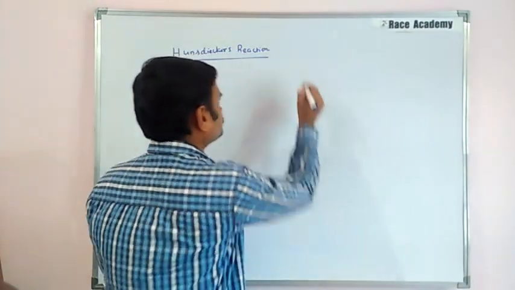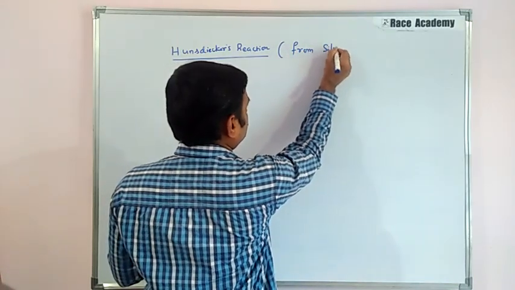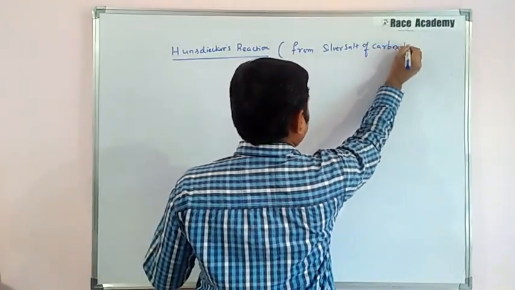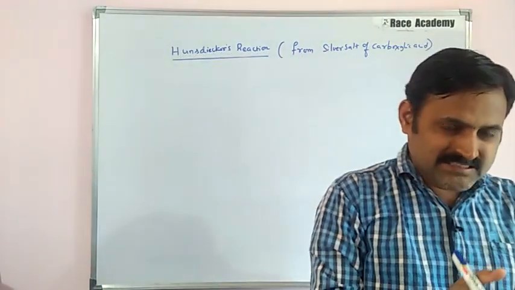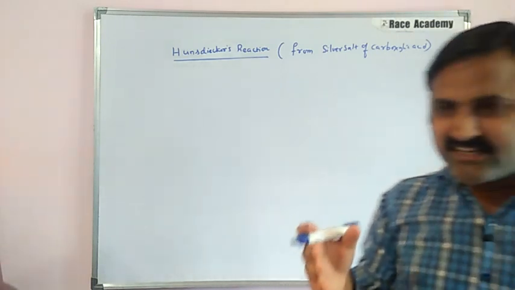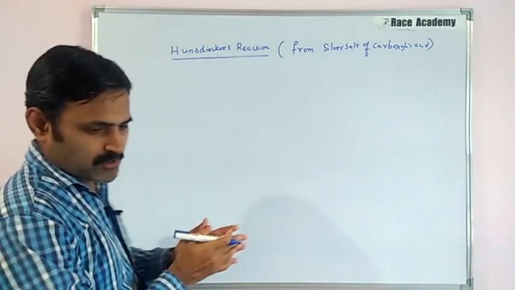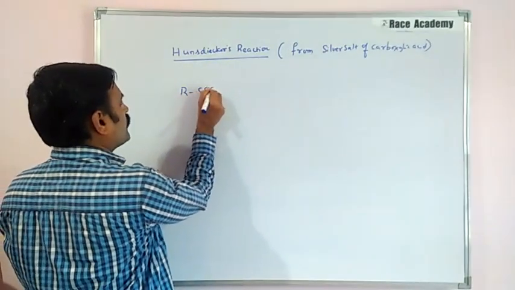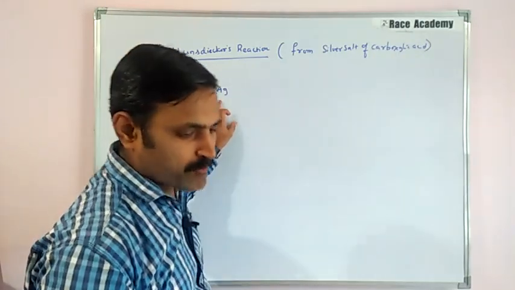So we will take the silver salt of carboxylic acid as the starting material for this reaction. It is a kind of reaction with a halogen like bromine in carbon tetrachloride. For example, if you consider a carboxylic acid, RCOOH, in place of hydrogen, if you write silver, this is the silver salt of the carboxylic acid.